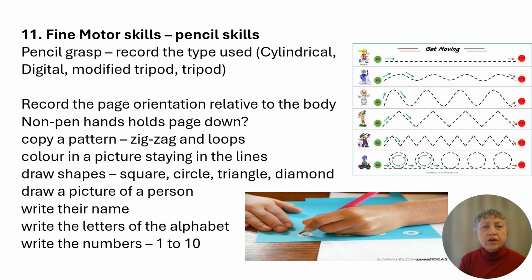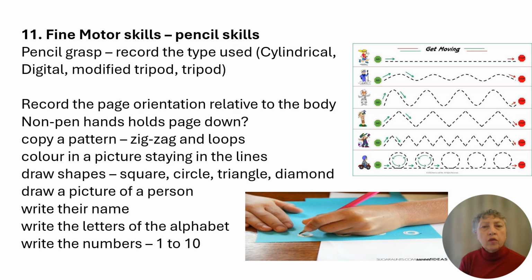In part 11, fine motor skills related to pencil and pen skills are observed and recorded. First, determine what pencil grasp the child is using. Is it a cylindrical, digital, modified tripod, or tripod grasp? Observe how the child holds the page in relation to their body. Is the page in front of them or to one side of the child's midline? Is the non-pencil hand holding the page down to keep it still?